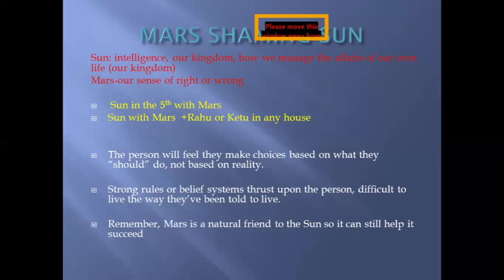And let's remember that Mars is a natural friend to the Sun, so it can still help it succeed, but the person will feel shame around having to make choices based on what they should do and not based on what they really want to do. So people will tell them what to do, and it will be difficult for them to live up to that. Okay, so that's Mars shaming the Sun.